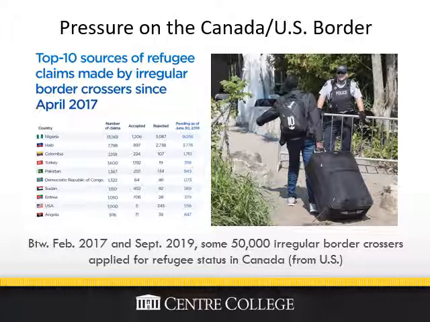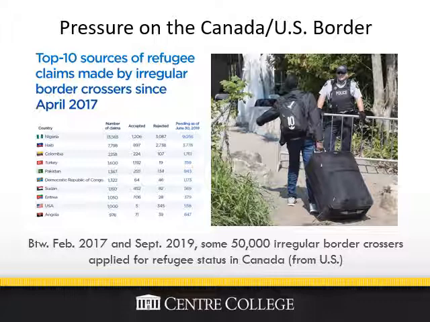And the second highest cohort are migrants who were originally from Haiti. So following the devastating Haitian earthquake in, I believe, 2006, temporary protected status was implemented for Haitians living and working in the United States. Early on into his presidency, President Trump announced that that legal protection would come to an end for Haitians. So this again led to a flood of Haitians attempting to enter Canada through the United States.